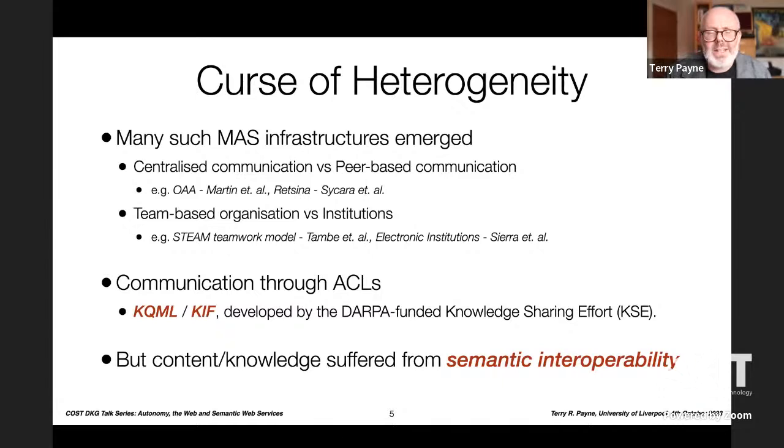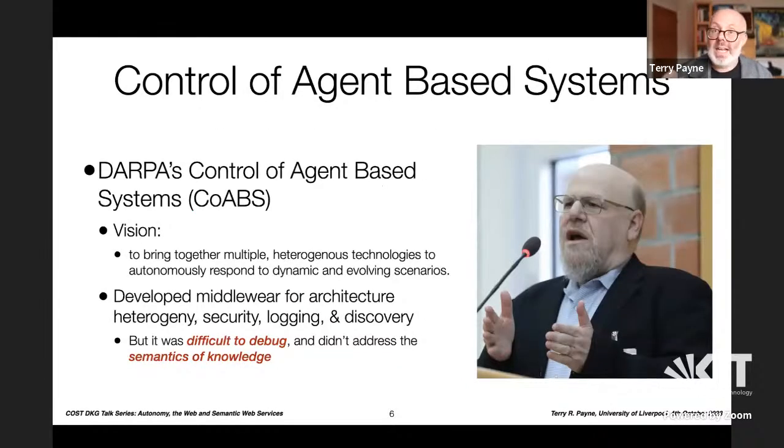What about reasoning? How do you break away from the notion that you still encode everything with the same semantic assumptions, which had been holding up agent-based systems? And around that time, Jim Hendler, who I'm sure most of you already know, was working at DARPA, and he came up with this idea of the control of agent-based systems with a vision to bring these different autonomous systems together and overcome the issue of heterogeneity in their architecture.